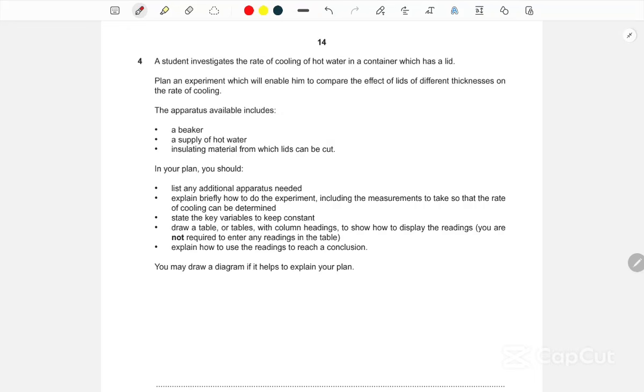So this question states, a student investigates the rate of cooling of hot water in a container which has a lid. So whenever we see the term rate, just know it has something to do with time. Plan an experiment which will enable him to compare the effect of lids of different thickness on the rate of cooling. So now we have identified the independent variable, or the variable that's going to be changed. So it's the thickness of lid. So this is the independent variable.